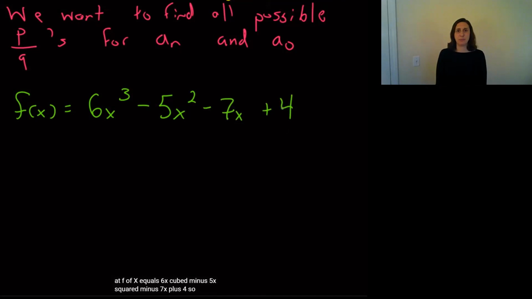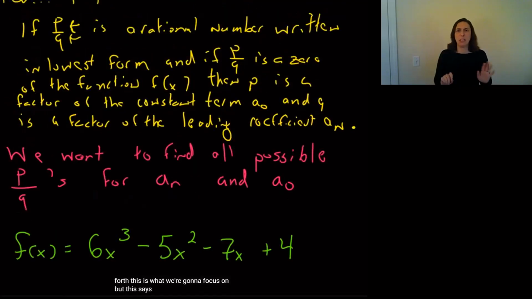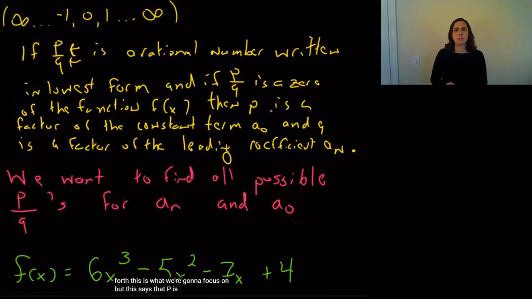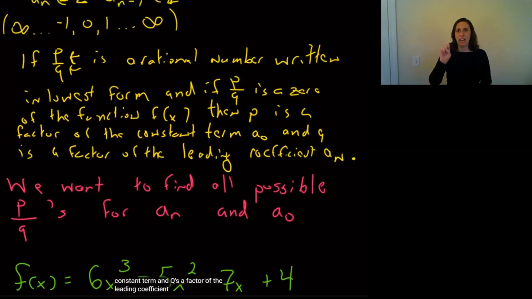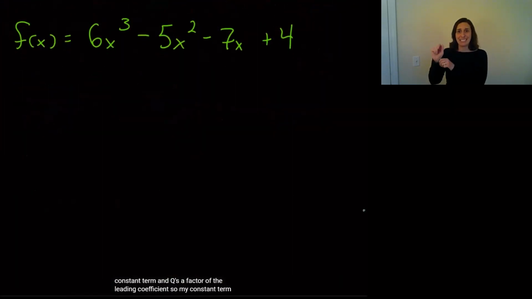So this upstairs, so I'm going to do a little jumping back and forth. This is what we're going to focus on. But this says that p is a factor of the constant term and q is a factor of the leading coefficient. So my constant term, 4, makes up p. I'll write these. What colors does the book use? Book uses blues for p's, so I'll try to repeat that. So p is possibly going to be made up of the factors of 4.